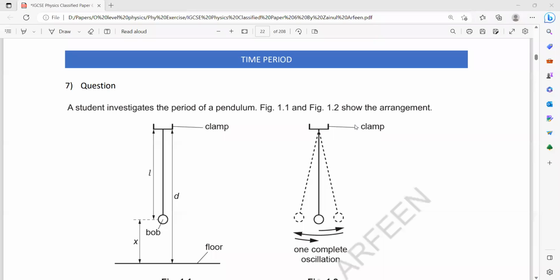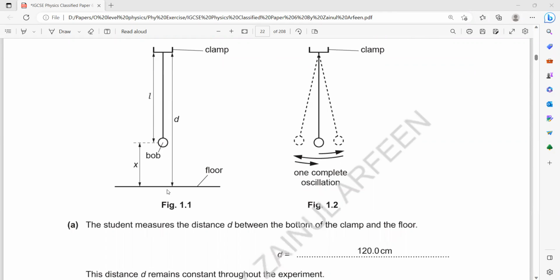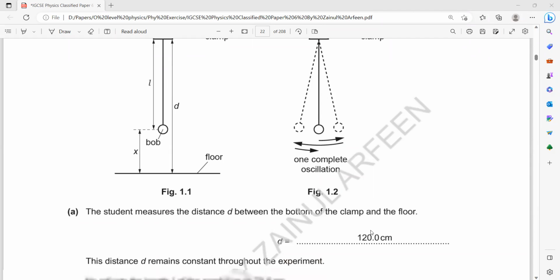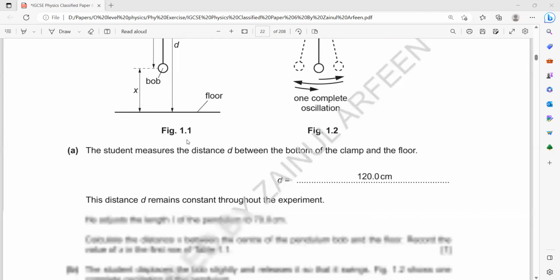So question 7 from topic time period. A student investigates the period of oscillation of a vibration in figure 1.1 and 1.2. You can see the arrangement. A student measured the distance D from the bottom of a clamp to the floor. This total distance was 120. This distance remained constant throughout the experiment. So this total distance is 120.